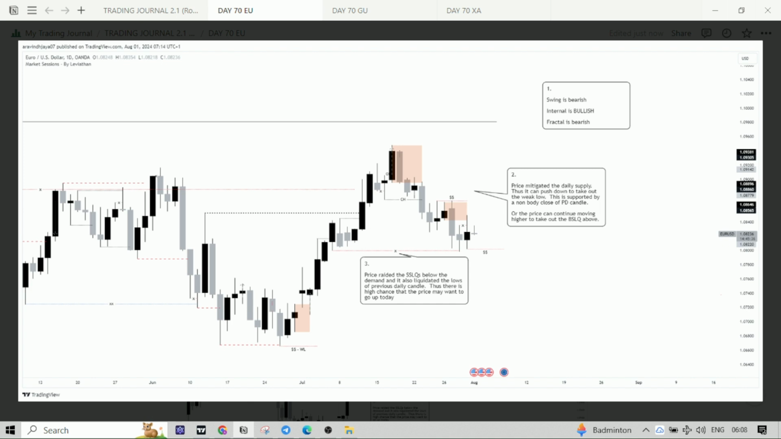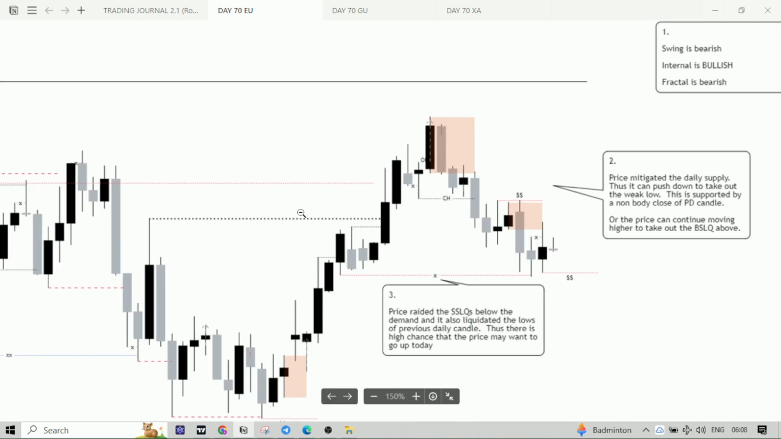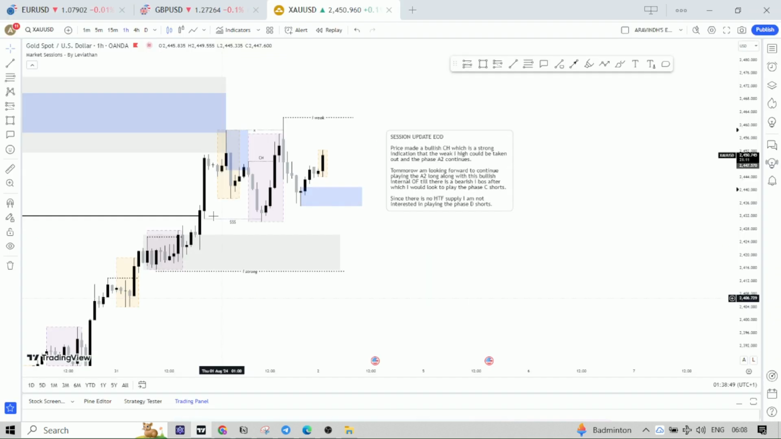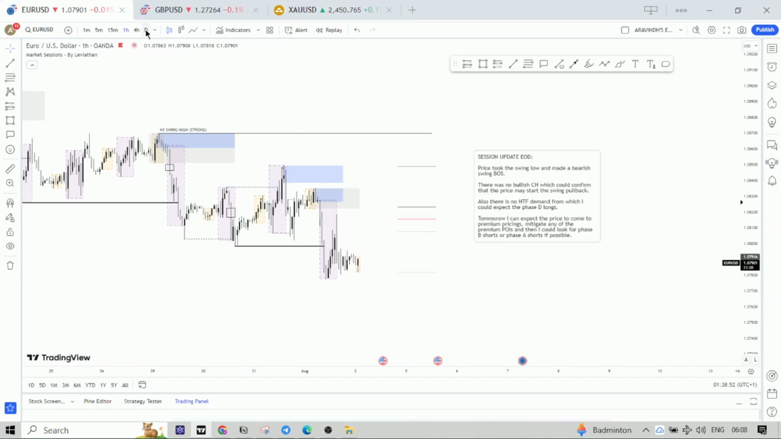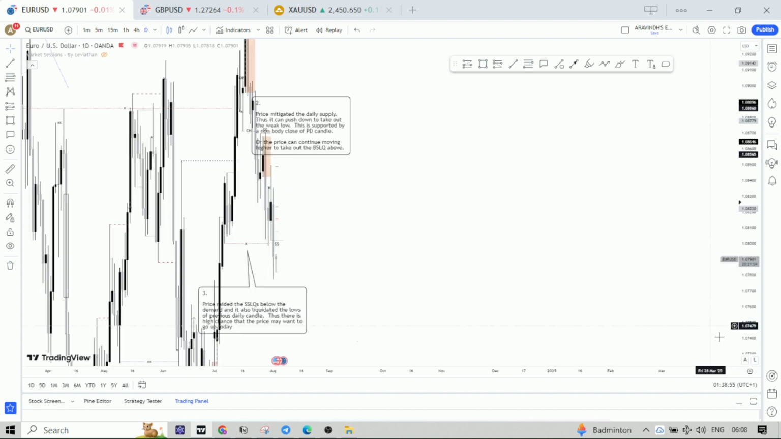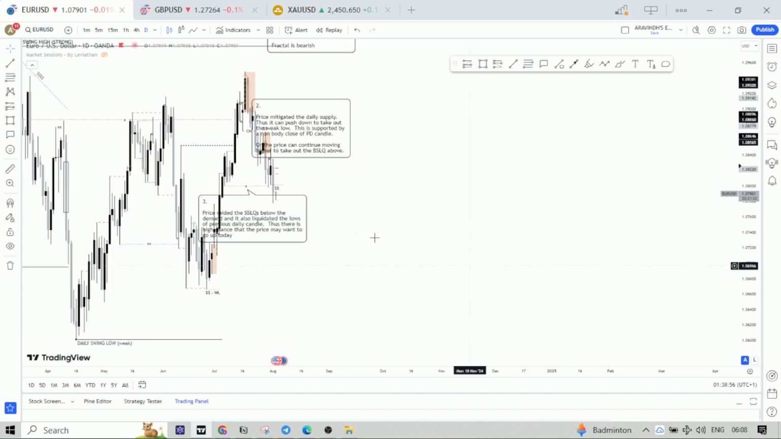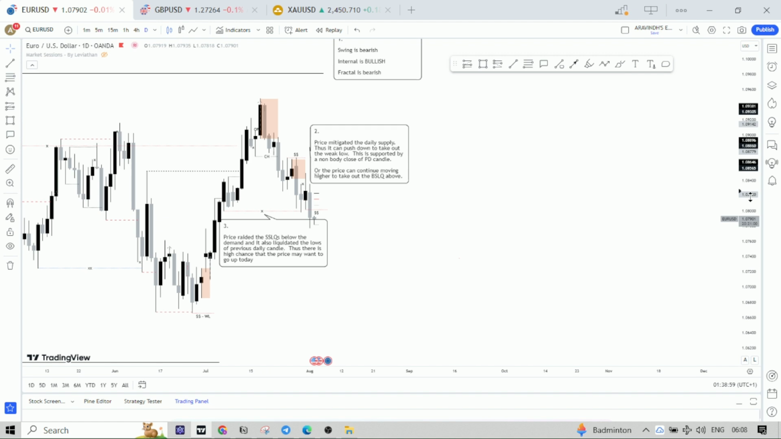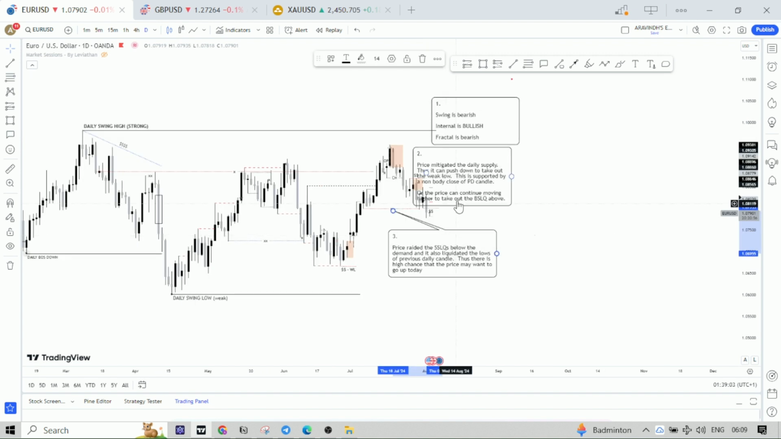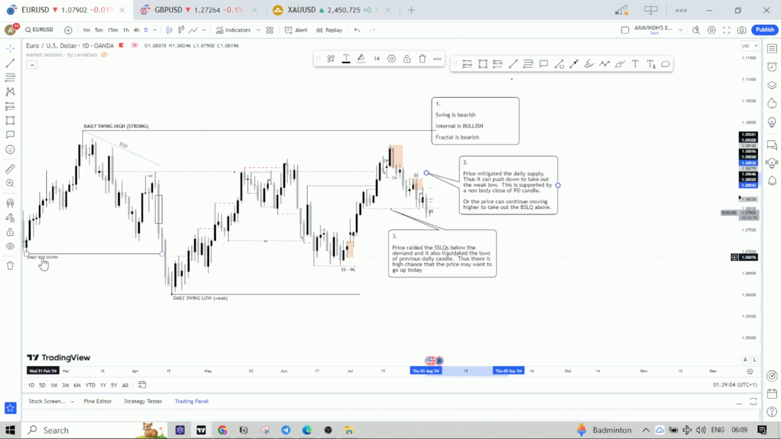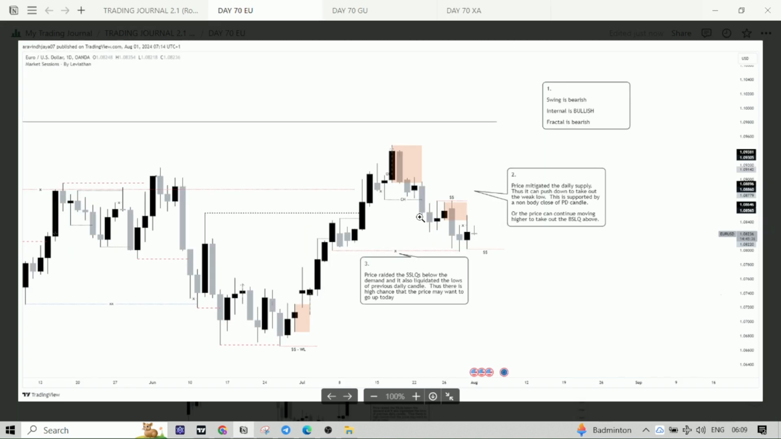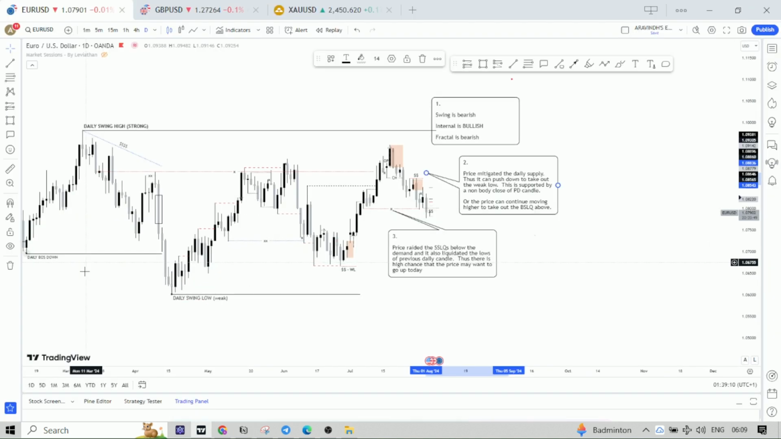So let's start with the daily. The daily swing is bearish. I didn't take the full picture of the daily, okay, I'll just show you in the chart. So this is EU and this is daily. So the swing is bullish. And let's jump here. Sorry, the swing is actually bearish.